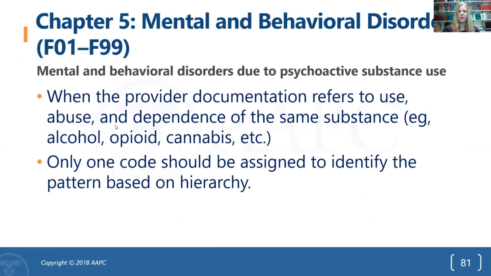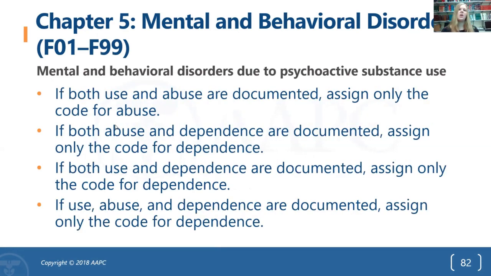For patients documented with mental and behavioral disorders that are due to psychoactive substance use, if the provider's documentation refers to use, abuse, and dependence of the same substance, such as alcohol, only one code should be assigned based off of this hierarchy, and we'll talk about the hierarchies. So if both use and abuse are documented, we only assign the code for abuse.